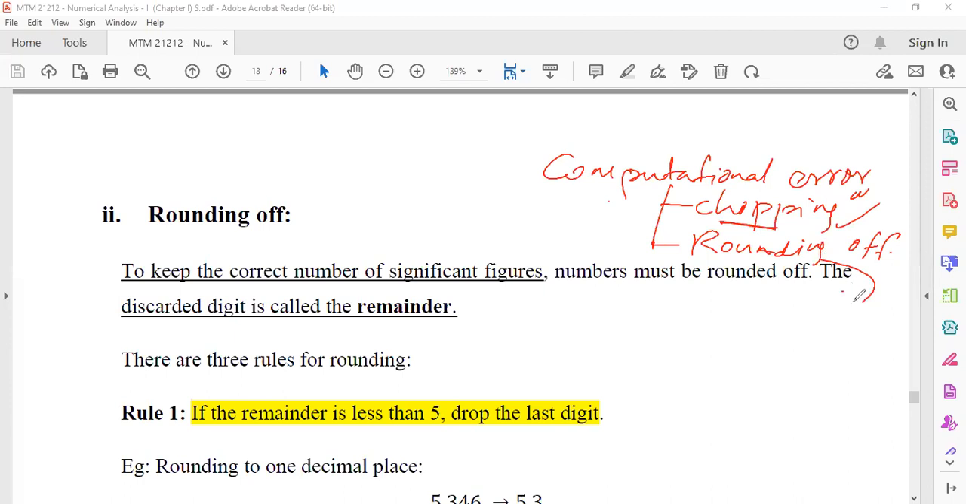So what is rounding off? Here, to keep the correct number of significant figures, so you know what a significant figure is. Go back and refer to significant figures very carefully. So numbers must be rounded off. Then the discarded digits are called the remainder. For example, we'll see what rounding off actually is. The remaining numbers we call the remainder. The discarded digit. Discarded means taken off, deleted. So it can be deleted.